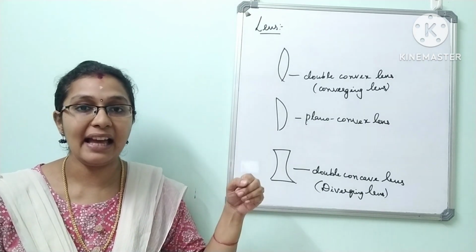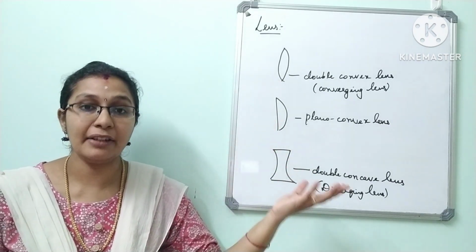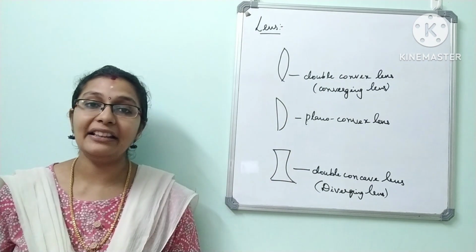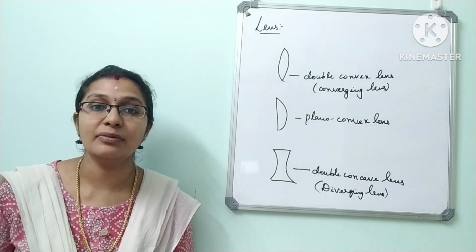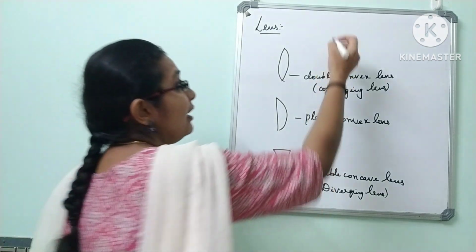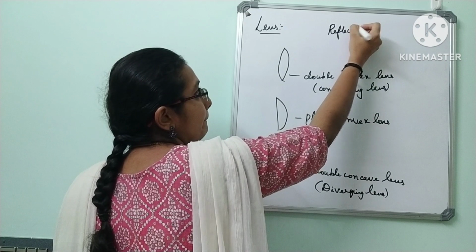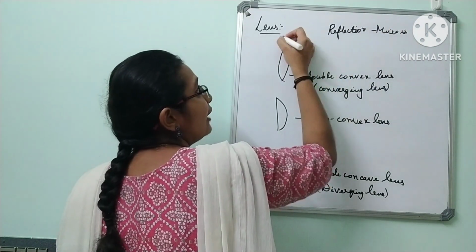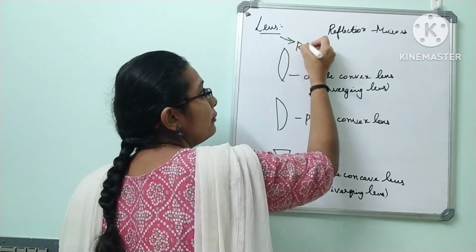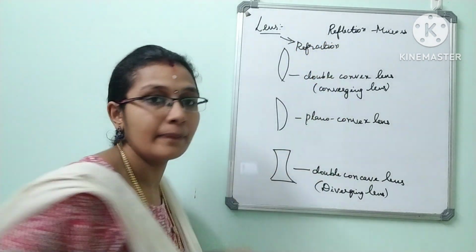That is, the light that passes parallel after reflection. And the important point that I have to tell is, in mirrors we saw the phenomenon of reflection, right? Whereas for lenses we undergo the process of refraction. That is, bending of light takes place.